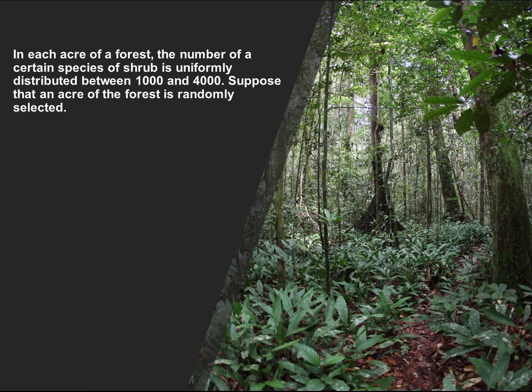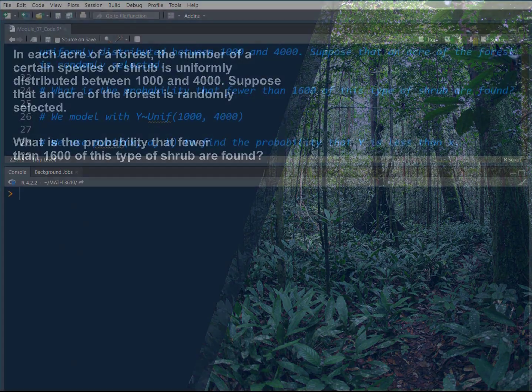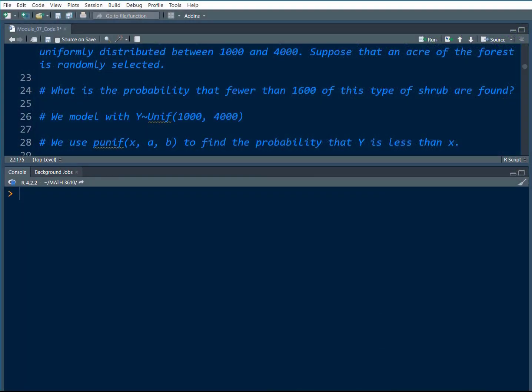In each acre of a forest, the number of a certain species of shrub is uniformly distributed between 1,000 and 4,000. Suppose that an acre of the forest is randomly selected. What is the probability that fewer than 1,600 of this type of shrub are found? We will model this scenario with a uniform random variable y with parameters 1,000 and 4,000.